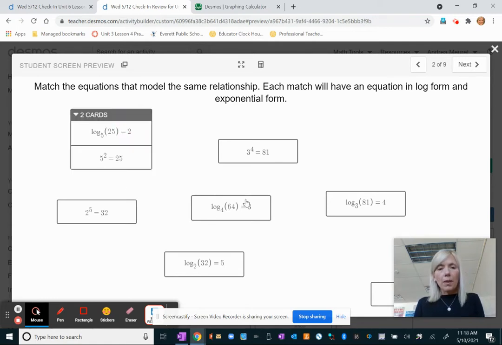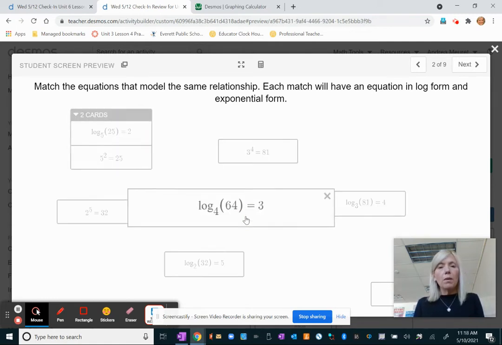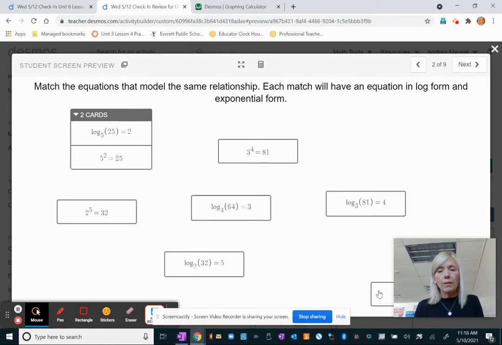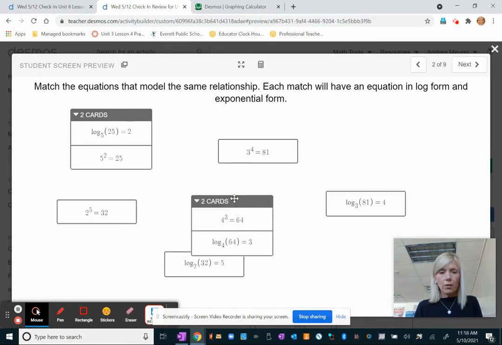Okay, then I'm going to look at this one. Log base 4 of 64 is equal to 3. The base of the log is 4, so I should find where the base of an exponential expression is a 4. And I'm looking for 4 to the third equals 64. And it's down here, it's just hiding. 4 to the third is equal to 64. So those match up.